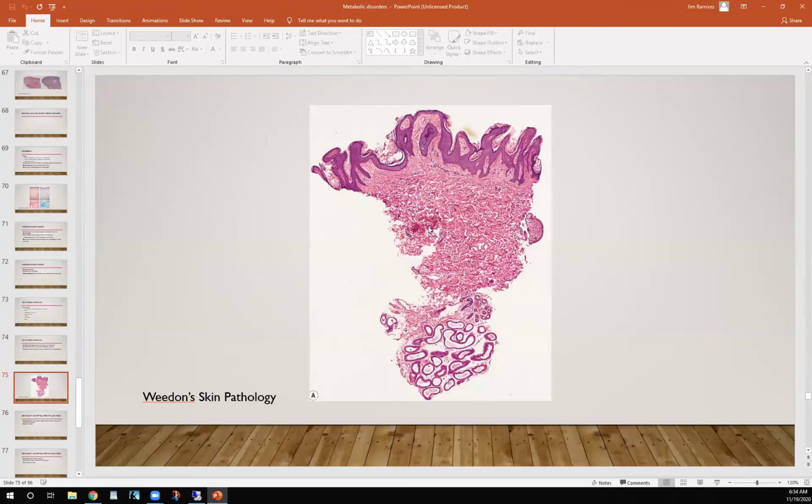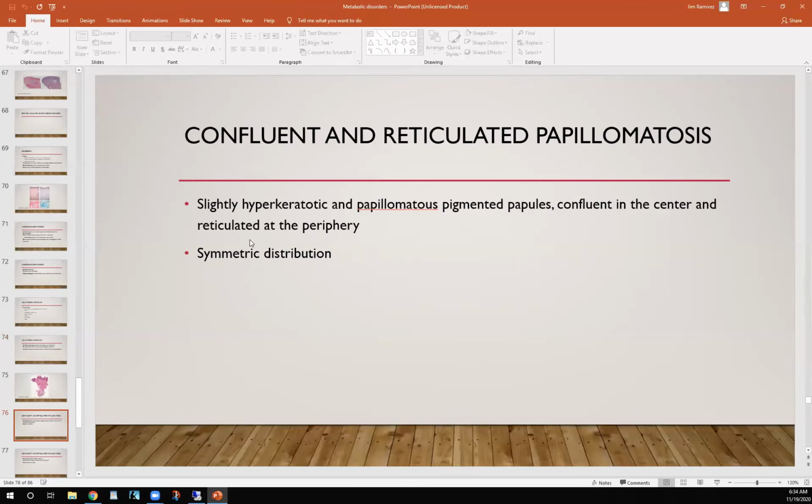So here's what I'm talking about. This is from Weedon, this really nice papillomatous church spiring, very characteristic look. We can even tell it's from the axillary area because we got probably some apocrine glands down there. And CARP, some people think this is kind of a variant of acanthosis nigricans.